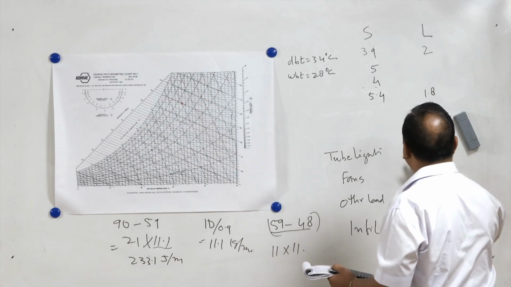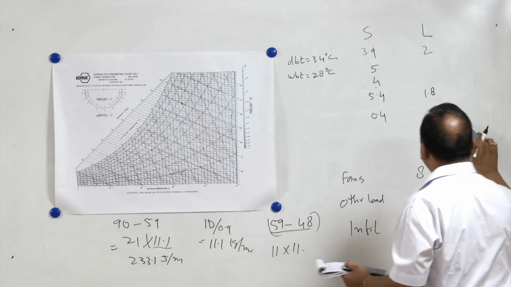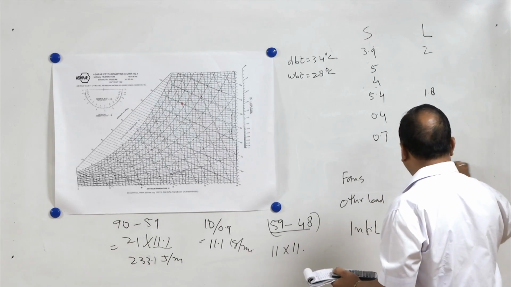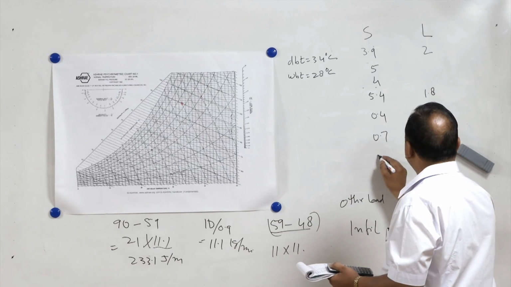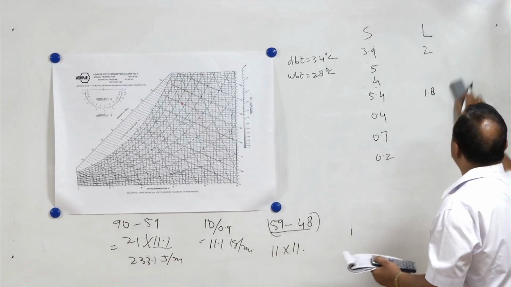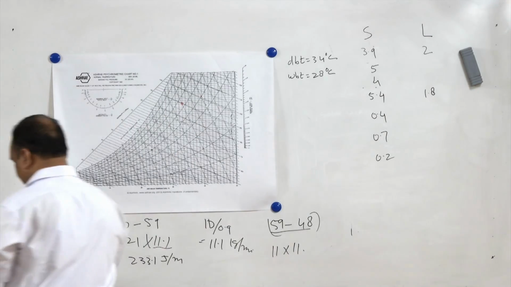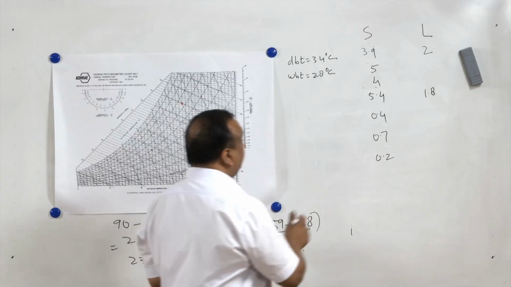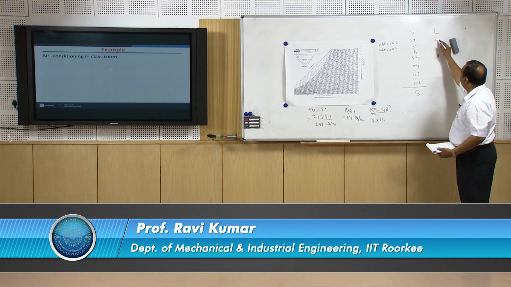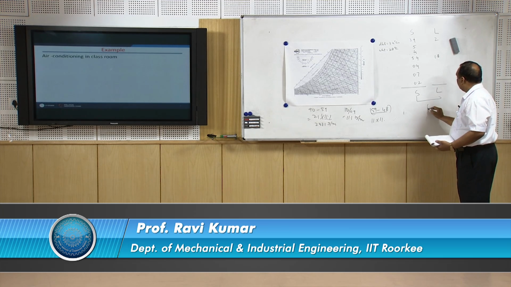Tube lights 10, 40, fans 8, each fan let us say 90 watt, 0.7, other loads 0.2, infiltration we have already considered. So now we will sum this load. Now this you can do by yourself. Sum these loads, make sum of these loads, latent heat load. This will give you the total heat load.